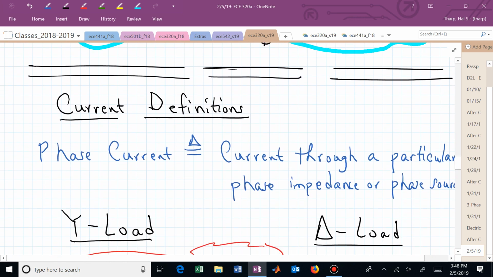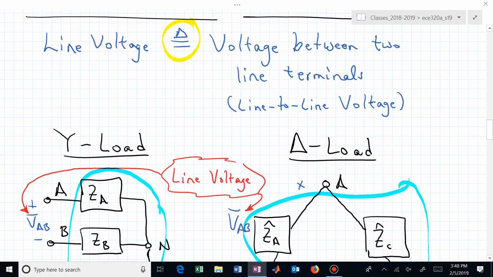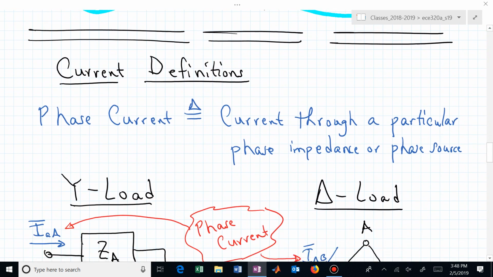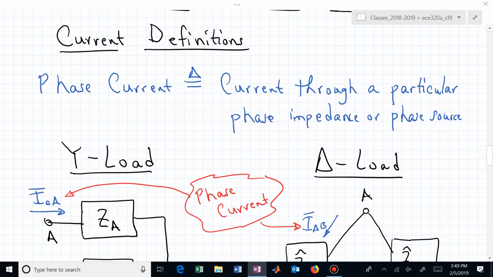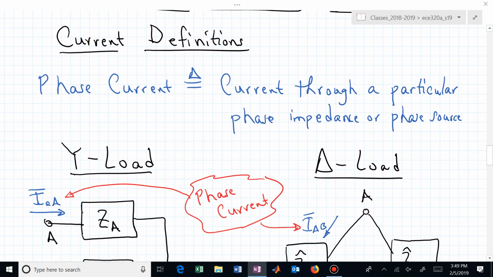So now let me use that symbol again, but now let's go into the currents. Here's the phase current, and you can, I think, anticipate what that's going to be defined to be. That's the current through a particular phase of either the load or the source.